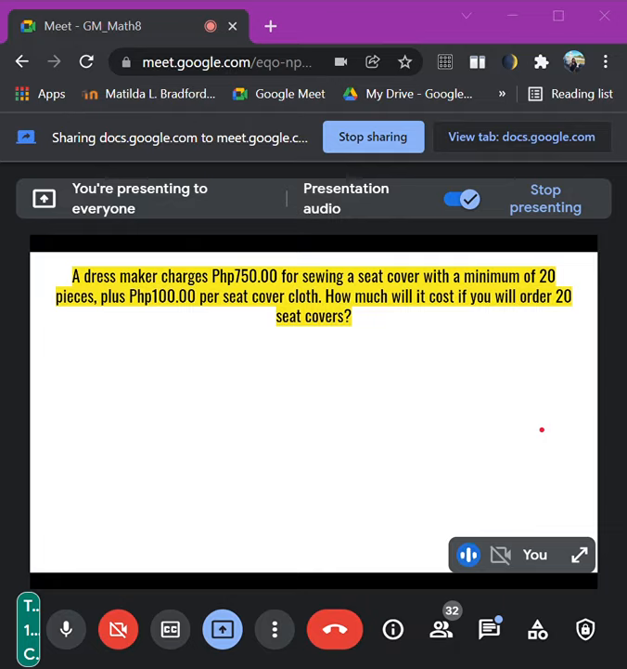So, we have here example number 2. A dressmaker charges 750 pesos for sewing a seat cover with a minimum of 20 pieces, plus 100 per seat cover cloth. So, how much will it cost if you will order 20 seat covers? Okay, so let's try to understand our problem, class.